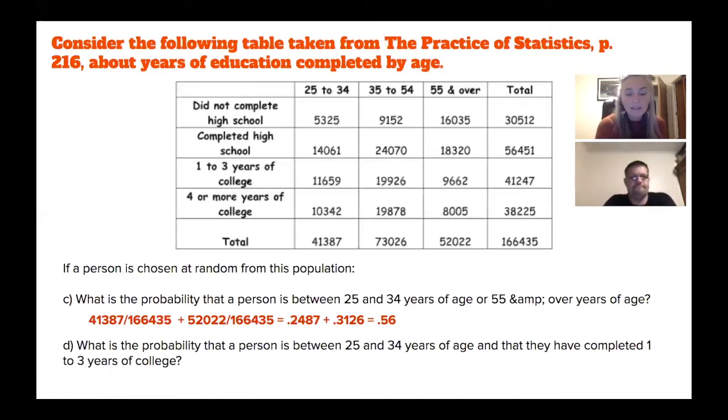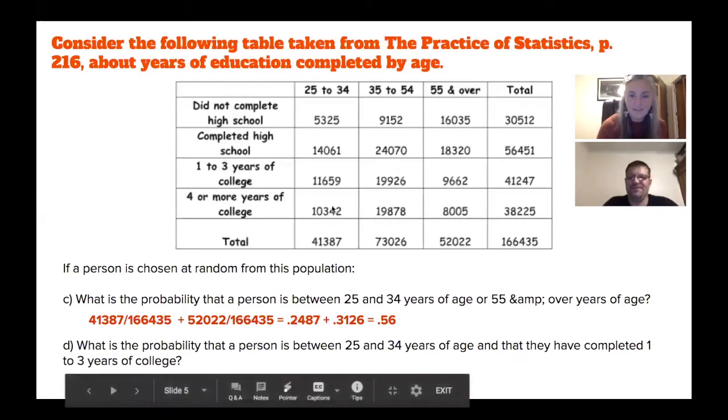What is the probability that a person is between 25 and 34 years of age, and that they have completed 1 to 3 years of college? So what's the word here? Now we're looking at just the column of the 25 to 34. See, I can do it. I'm proud. I've been struggling with my words all day.